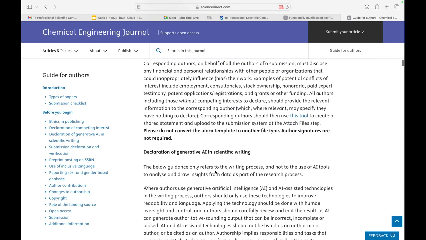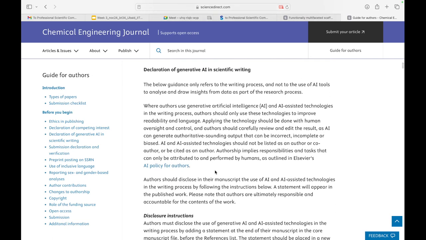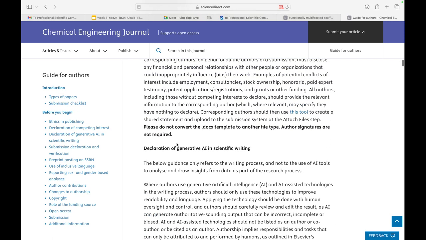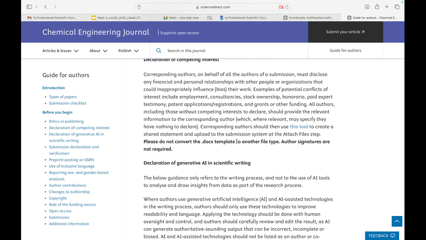So before you begin, everything is there. And every time you submit any paper, in any journal, or you want to switch from one journal to another journal, or sometimes your paper gets rejected from one journal and now you want to submit in another journal, every time you have to revise your paper according to the guidelines of the next journal. So if you are submitting in this journal, you have to adhere to all the guidelines.